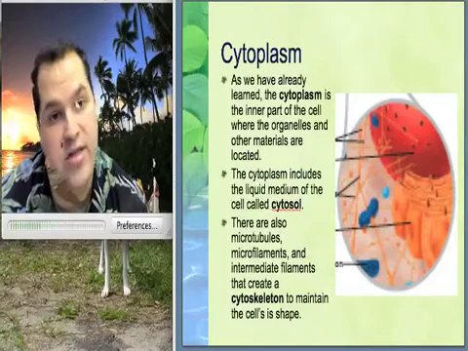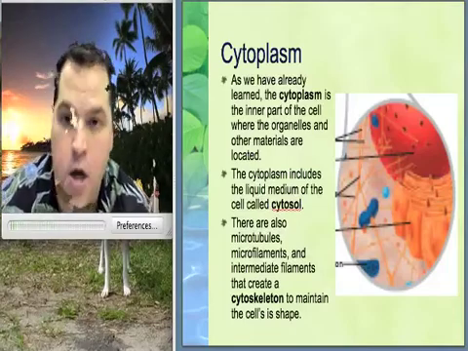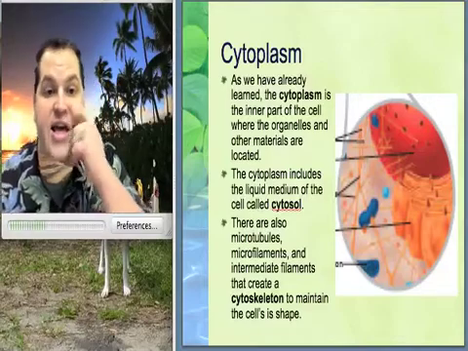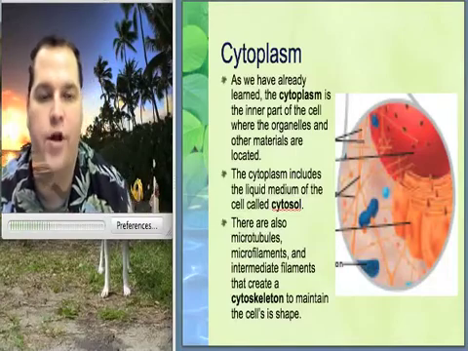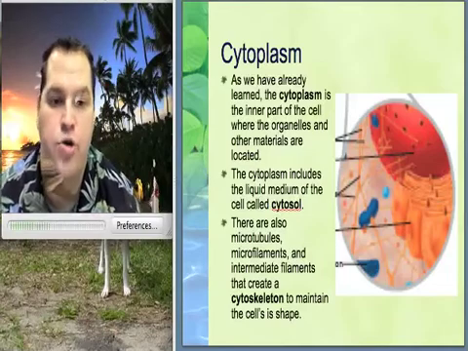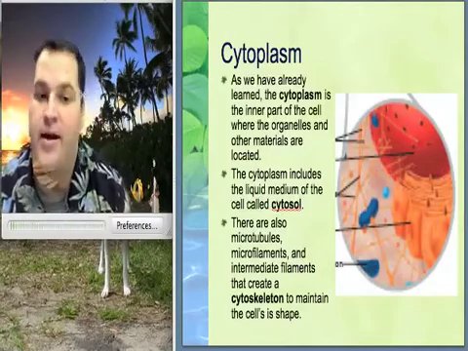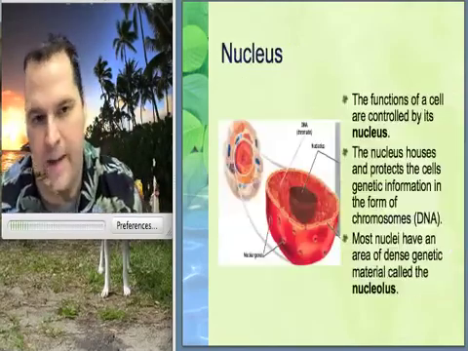Now, we also know that cells have some sort of shape or structure because we know that shape determines function. What we need to understand then is that the thing that gives cells their shape is called the cytoskeleton, and it's a series of little bars and tubes and whatnot that hold the shape. Those tubes and bars are called microtubules, microfilaments, and intermediate filaments, and that's what helps give the cell its shape.